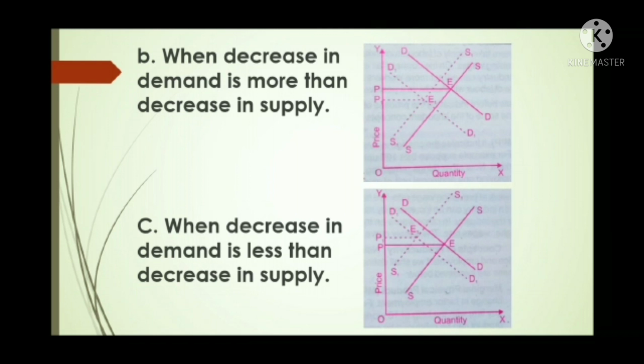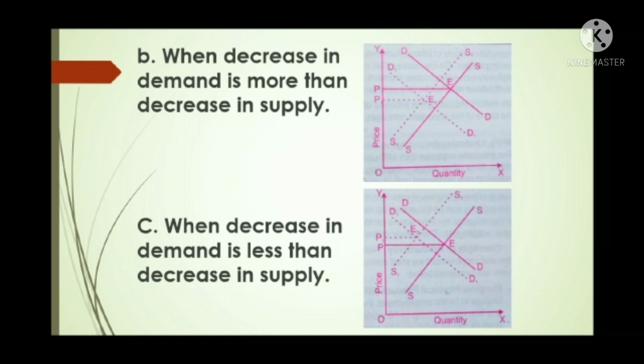Point number C. When decrease in demand is less than decrease in supply. You see here in this diagram, new demand and supply curves as represented by D1 and S1 respectively intersect each other at point E1, determining the new equilibrium price of OP1, which is higher than the old equilibrium price, but equilibrium quantity decreases from PE to P1E1. That means when decrease in demand is less than decrease in supply, new equilibrium price will increase and equilibrium quantity will decrease.